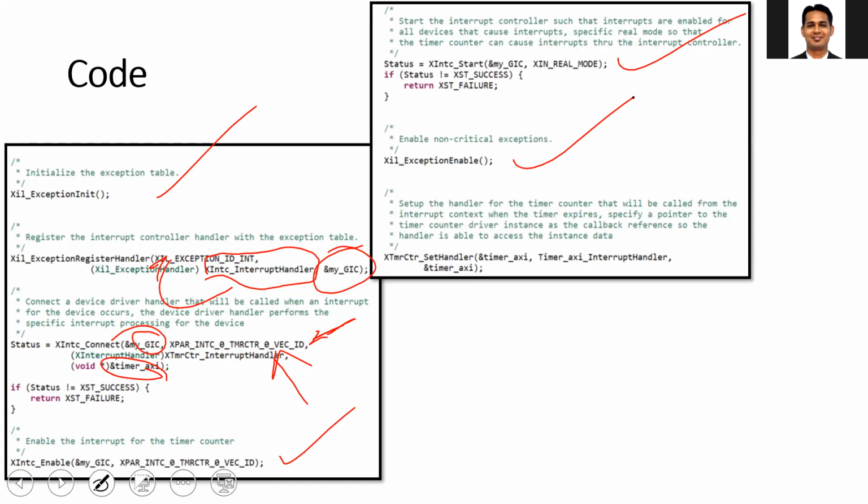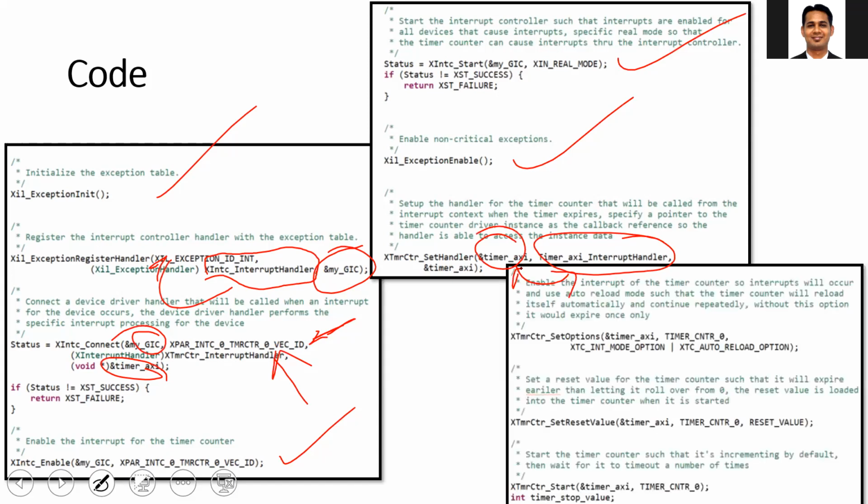Then the last thing you need to do is connect your handler. We have now only informed the GIC what my handler is for the corresponding peripheral, but we also need to close the link between my timer structure and the corresponding handler. So we are telling the timer that whenever you generate the interrupt, this function will be executed. Okay, so these are the steps we need to follow.